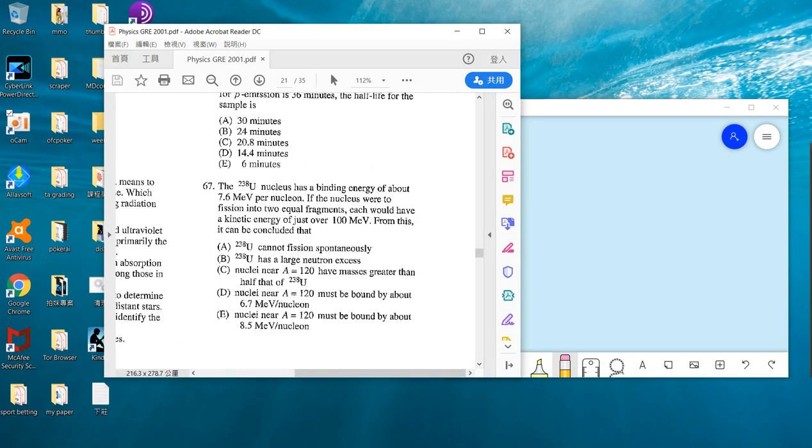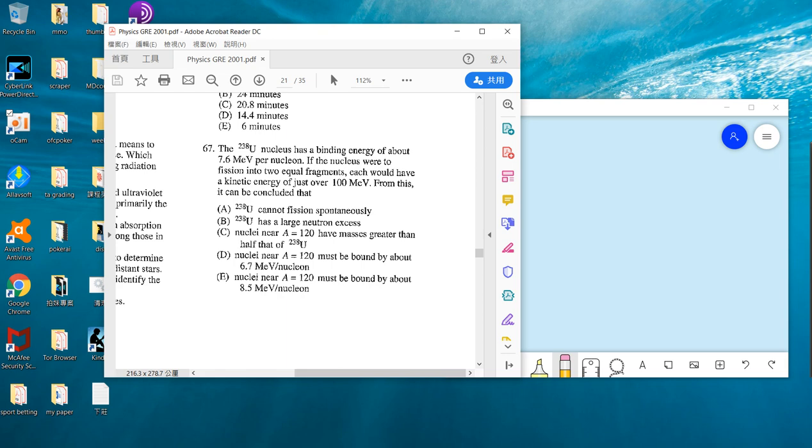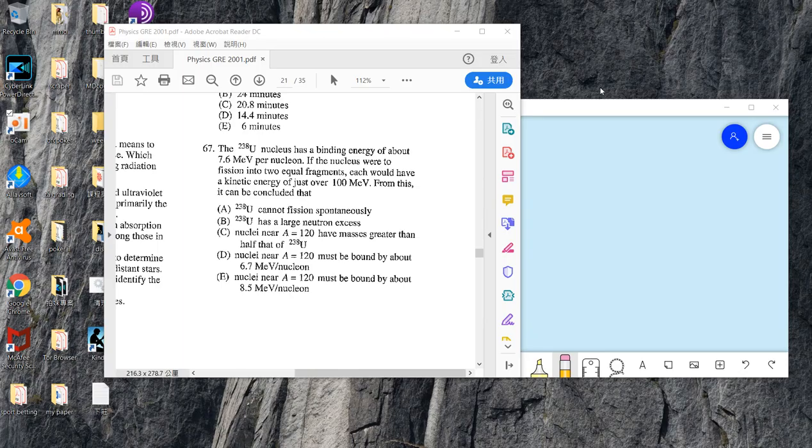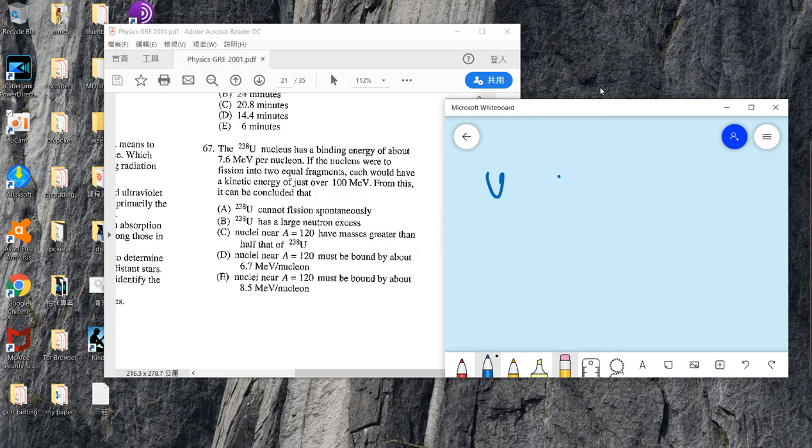Okay. So 67. You have this nucleus that has a binding energy of about 7.6 MeV per neutron. If a nucleus were to fission into two equal fragments, each will have a kinetic energy of just 100. What can be calculated? Okay, so the initial binding energy is this. Since we have a lot, for each one we have this one. Okay, so we can approximate it to this. Then we just leave it.